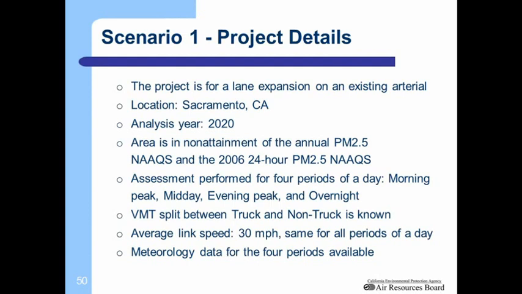We assume the analysis will be performed for 4 periods of a day, which is consistent with typical travel demand modeling. That is morning peak, midday, evening peak, and overnight. We also assume we know the VMT by truck and non-truck split. The average link speed for this simple example, we assume is 30 miles per hour for all periods of the day. Users are also expected to collect the meteorological data, including temperature and humidity, respectively, for the 4 periods.